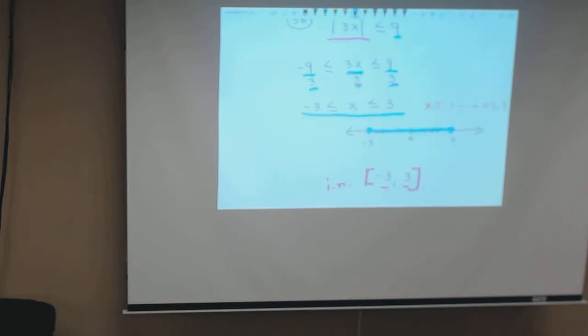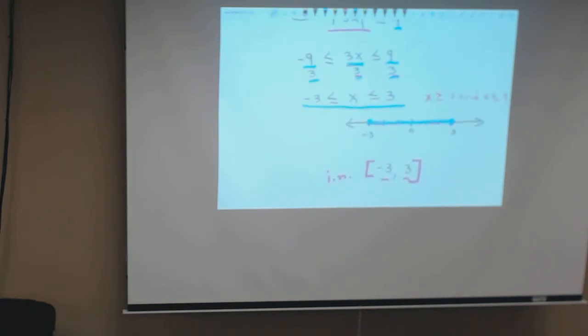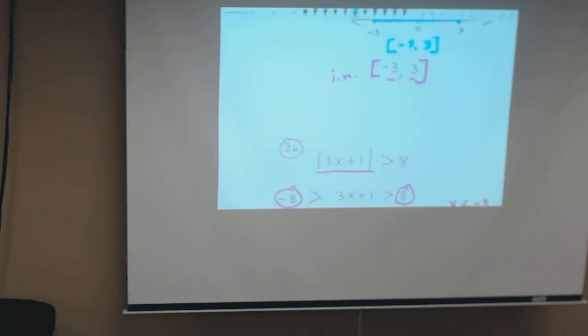And then the interval would be a bracket, negative 3, comma, another bracket, up to 3. Because it's or equal to. Okay? Number 36.